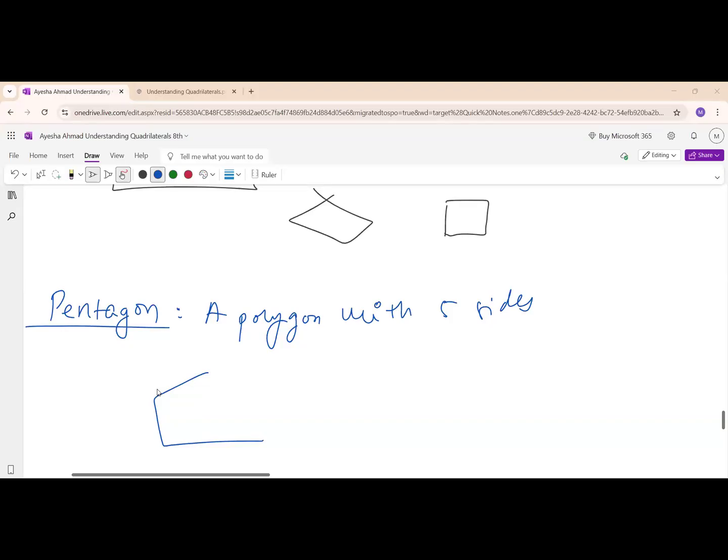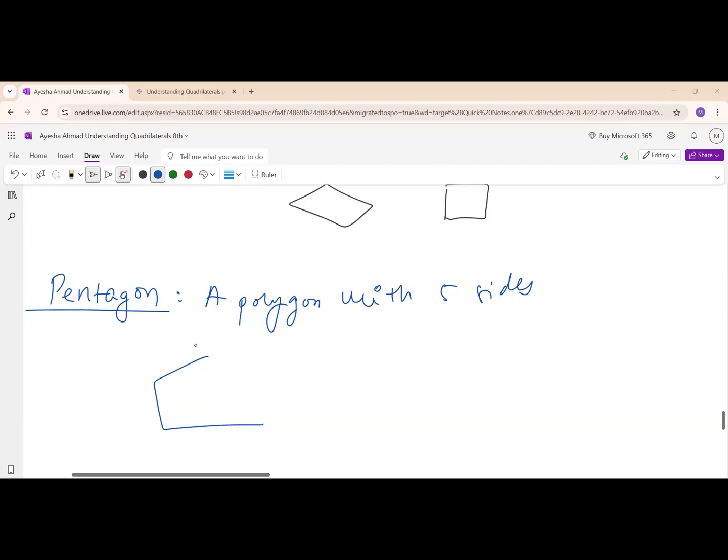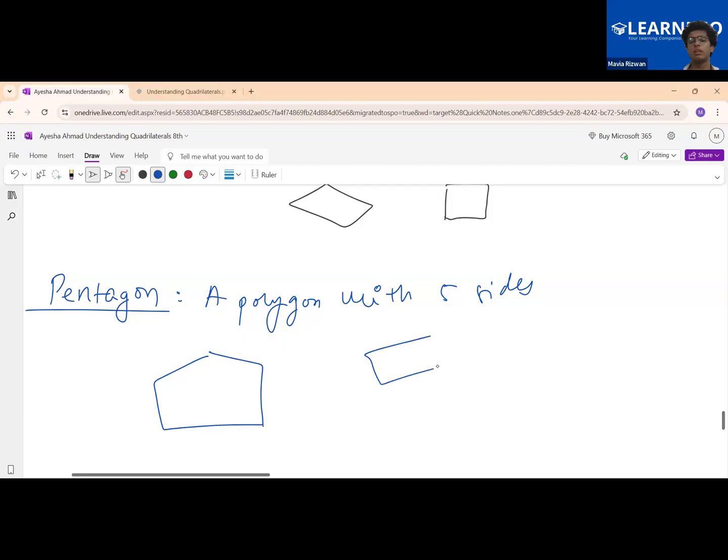Yes, sir, I can hear you. Okay, fine. So Ayesha, the next type is a polygon with five sides. That is a pentagon. It can be like this, like this. Can be like this also. So there are various types of pentagon as well.